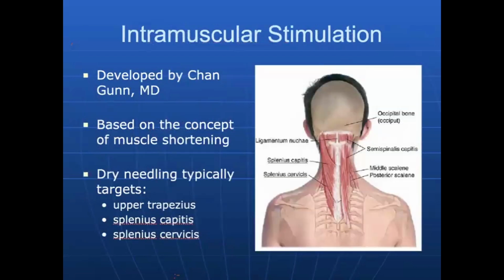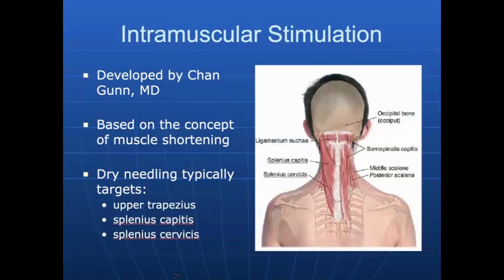So what is intramuscular stimulation? It's actually a treatment developed by a doctor in Canada, Chan Gunn. It's based on the concept of muscle shortening. So in other words, if you think about the whiplash type injury as a primary strain type injury, where you strain the muscles of the neck, what that would cause is those muscle fibers to tighten up and shorten up. So people feel like their neck is tight after a collision. So the idea is, if I can loosen those tight muscles, get everything back to normal working order, they'll feel better.